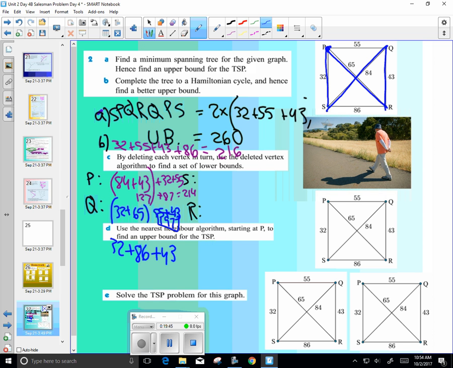Did I do that right? Not 86. Try again. 32 plus 84 plus 43 plus 65. So this is going to be 108. And this is this 214 again? Okay. So this is going to be 116, 214. Is it 228? 224. That's right.